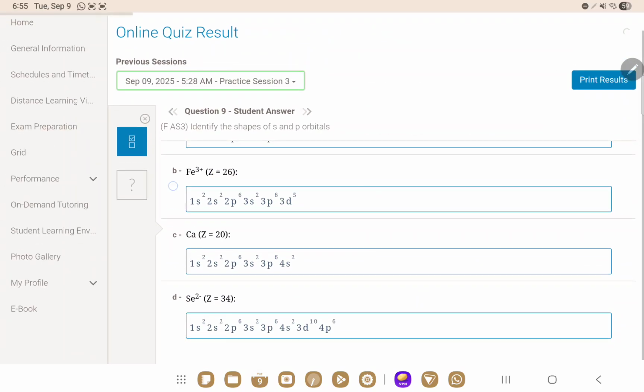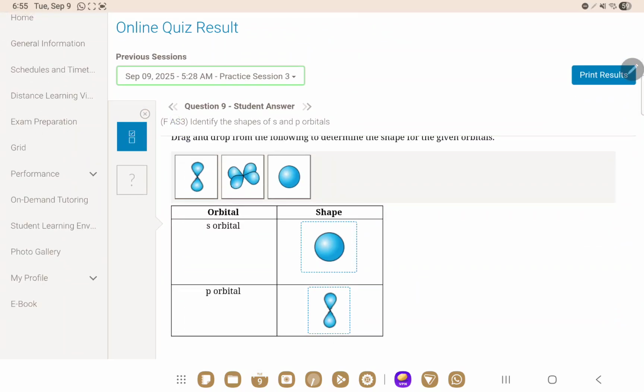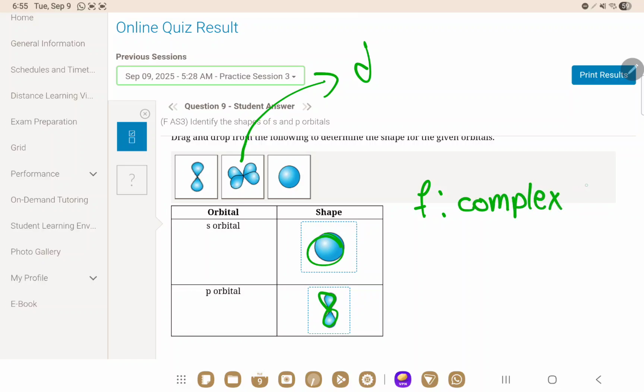This one. Now identify the shapes of the S and P orbital. S is gonna be a sphere. P is gonna be a dumbbell shape. This shape is gonna be for the D orbital, and for the F orbital it is a complex 3D shape.